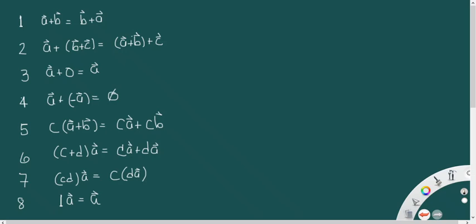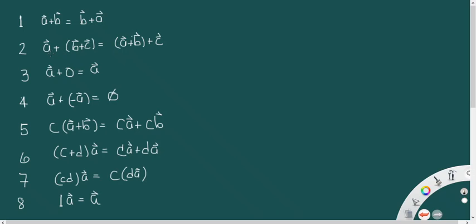Hi there. Once we have covered the basic vector operations, let's take note of these eight basic operation properties of vectors. In the first one, if you add vector A and vector B, it is the same as if you add vector B plus vector A.